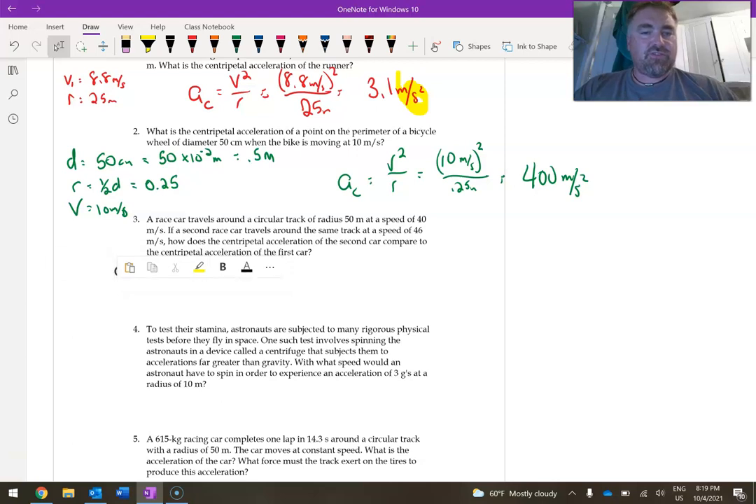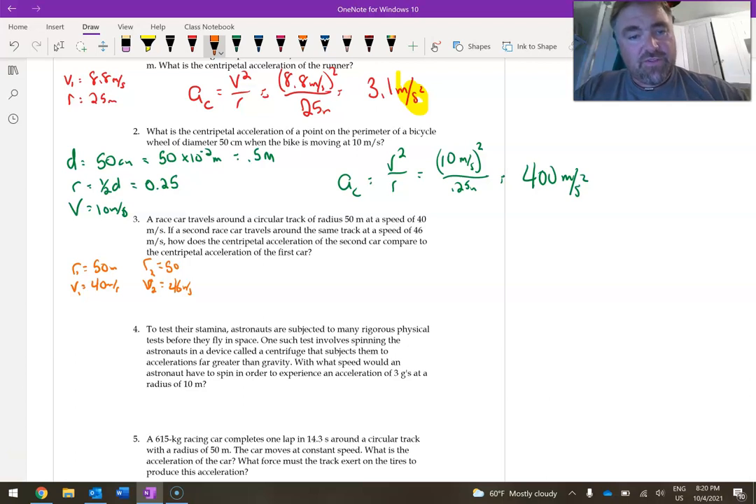We look at the next one here. A race car travels on a circular track of radius 50 meters, so I'm going to write that down. We've got a radius of 50 meters, speed of 40 meters per second. The second car travels on the same track at a speed of 46 meters per second. So now we've got the same track, so we can call this R1 and V1 and R2, which actually just is R since it's the same track. Keep that at 50 meters. And V2, which is at 46 meters per second. How's the centripetal acceleration of the second car compared to the first?